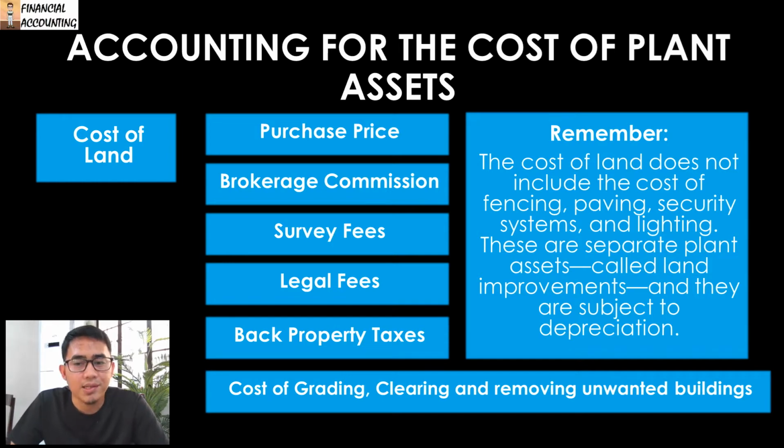A fence is attached to the land, but a fence will not last long. Normally, a fence would last, depending on its quality, 5 years or 10 years. Paving, security systems like CCTV, and lighting are separate plant assets. So you record them not as part of the land, because you cannot depreciate land, but as other plant assets.